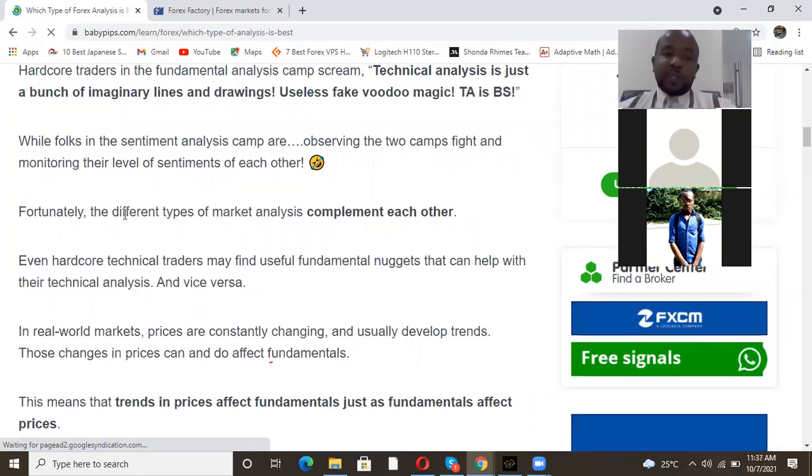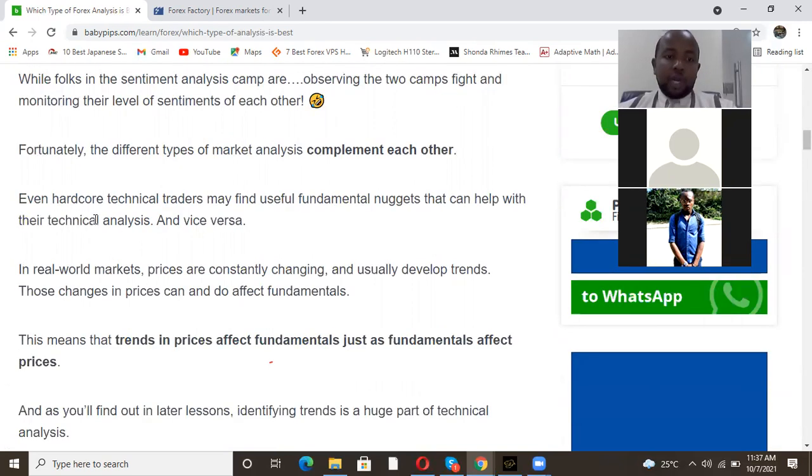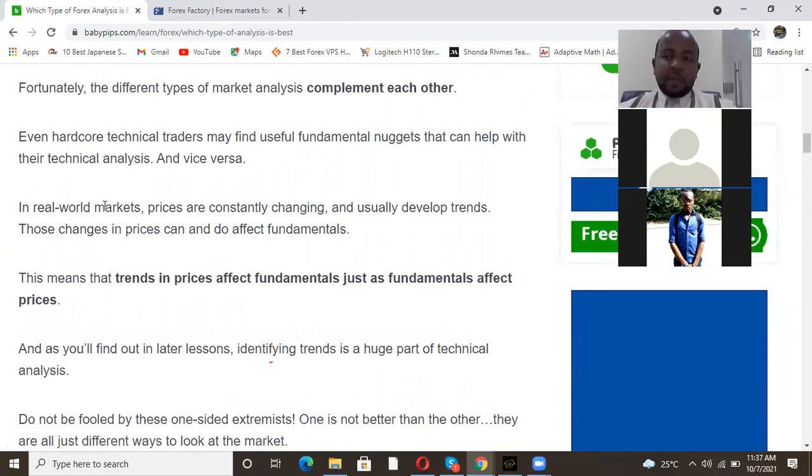Fortunately, the different types of market analysis complement each other. How do they complement each other? Let's have a look. Even hardcore technical traders will find useful fundamental nuggets to help with their technical analysis, and vice versa. What do I mean? In real world markets, prices are constantly changing. They keep moving up and down. Those changes in prices can and do affect fundamentals.